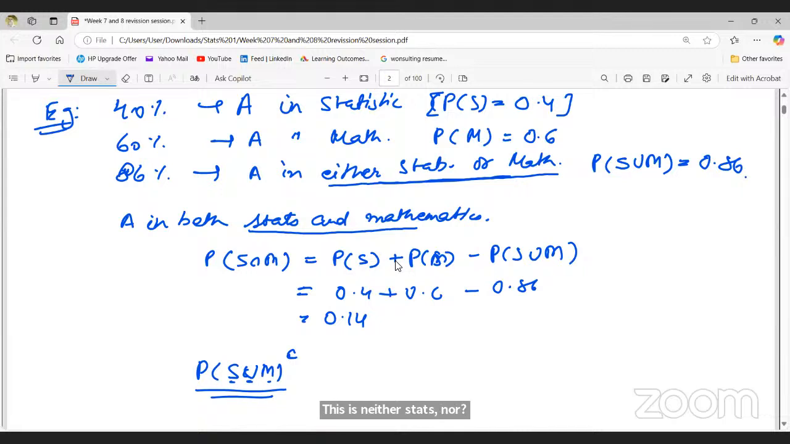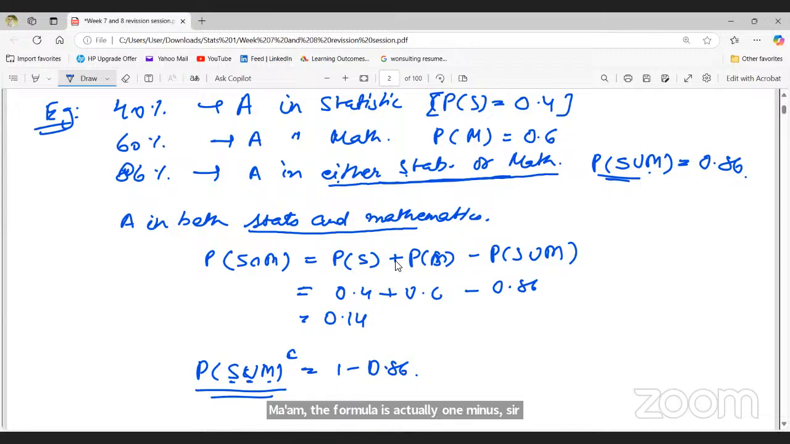Either stats or maths is S union M, correct? Now in place of either it's neither, so it would be the complement of this. So it would be 1 minus 0.6, and the same result will come, 0.4. The formula is actually 1 minus S intersection M, right, ma'am?